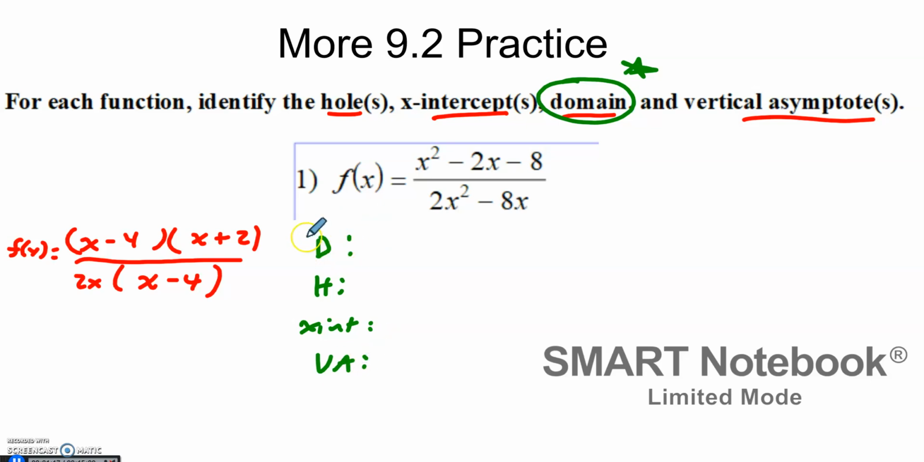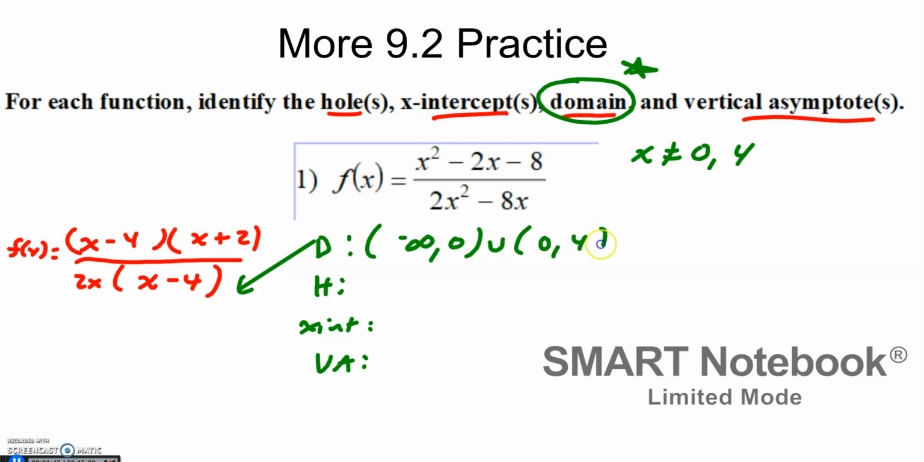So your domain depends upon your denominator. And so the values we can't have right now are 0 and 4, because if you set these pieces equal to 0, that's what would cause your denominator to be 0. So I'm going to write a note that x cannot be 0 and x cannot be 4, which means my domain would be the following: negative infinity to 0, union 0 to 4, union 4 to infinity. Now that I've found the domain, now I can cross out the x - 4's.